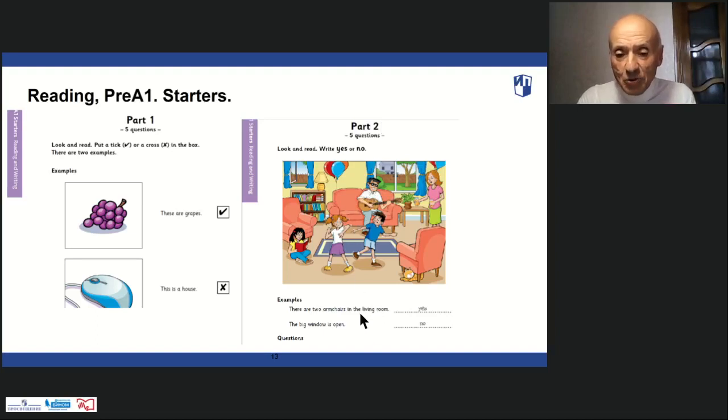There are 2 armchairs in the living room. Yes. The big window is open. No, because the big window is closed. It's the small window that is open. Let our children be attentive from starting with the primary school.